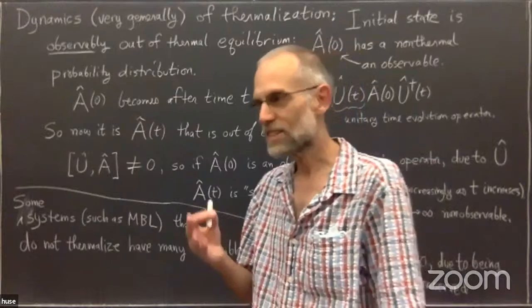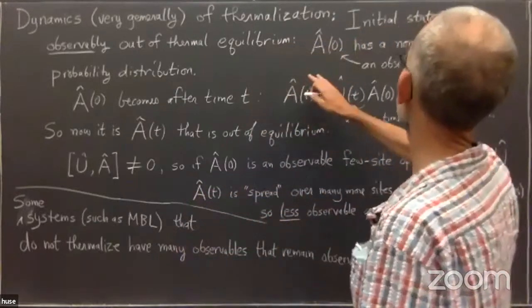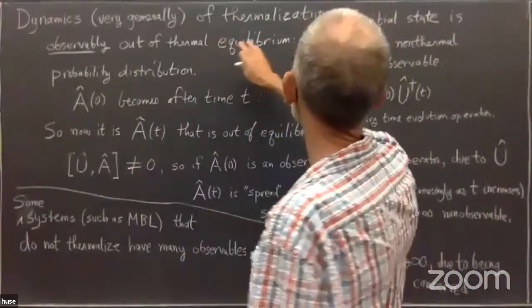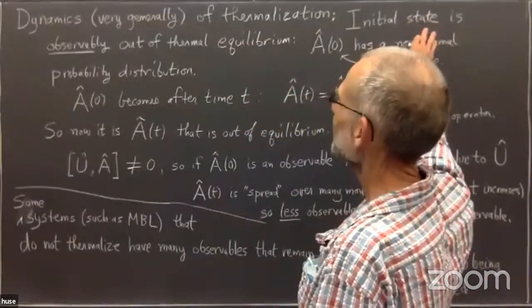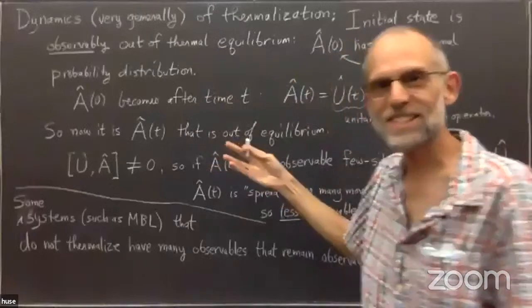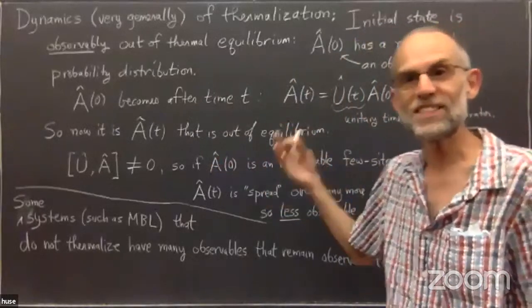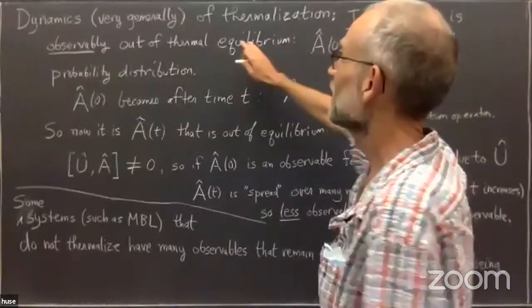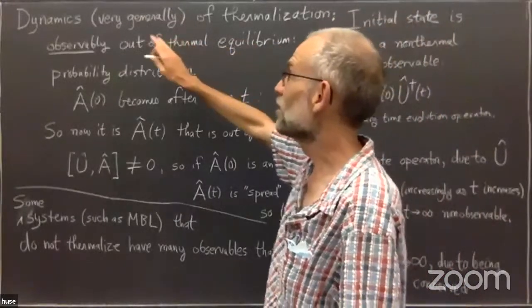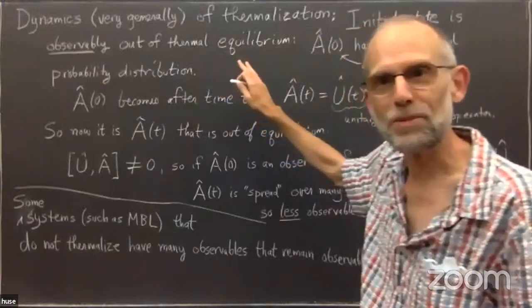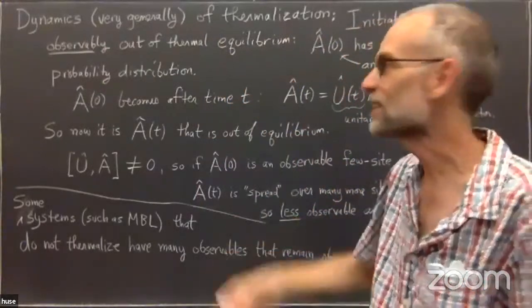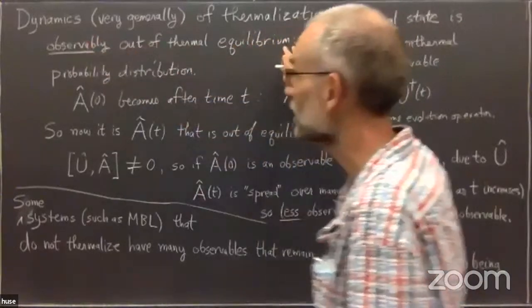But you know, when I say the distributions, right? Okay, so let me just say what I'm saying here and try to address that. So our initial state, right? The case that's interesting is when the initial state is not in thermal equilibrium. And that means observably not in thermal equilibrium, right? Because thermal equilibrium is a question about observables, right? And so it has to be observably out of thermal equilibrium.